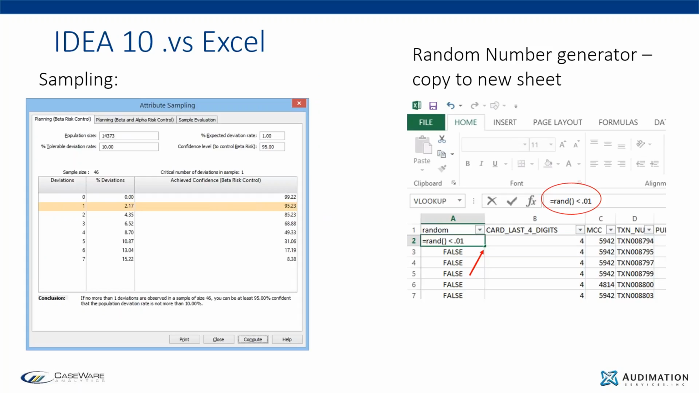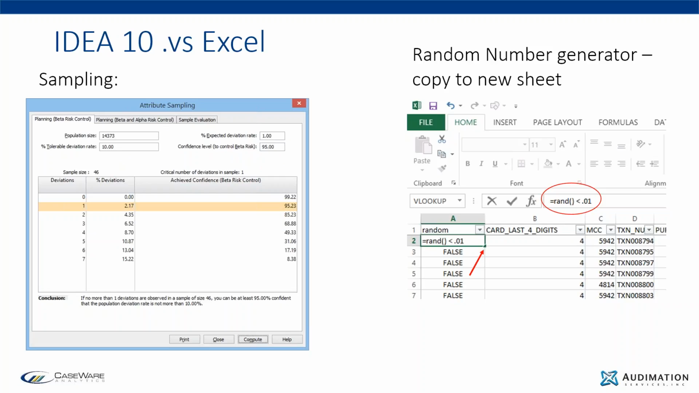With IDEA, attribute sampling, I need to determine a population, my tolerable deviation rate, expected deviation rate, and assign a confidence level to control that beta risk. And IDEA will automatically calculate you a sample using PPS algorithms, or probability proportional to size.